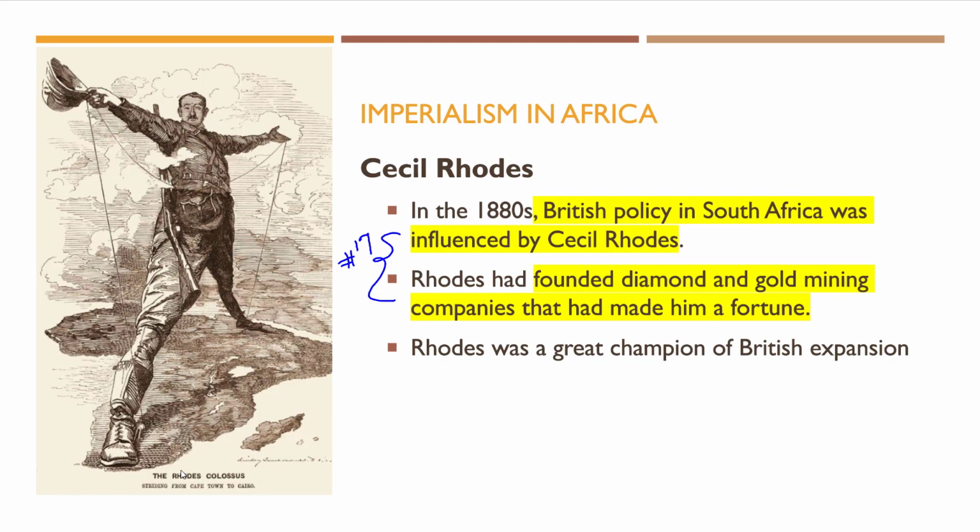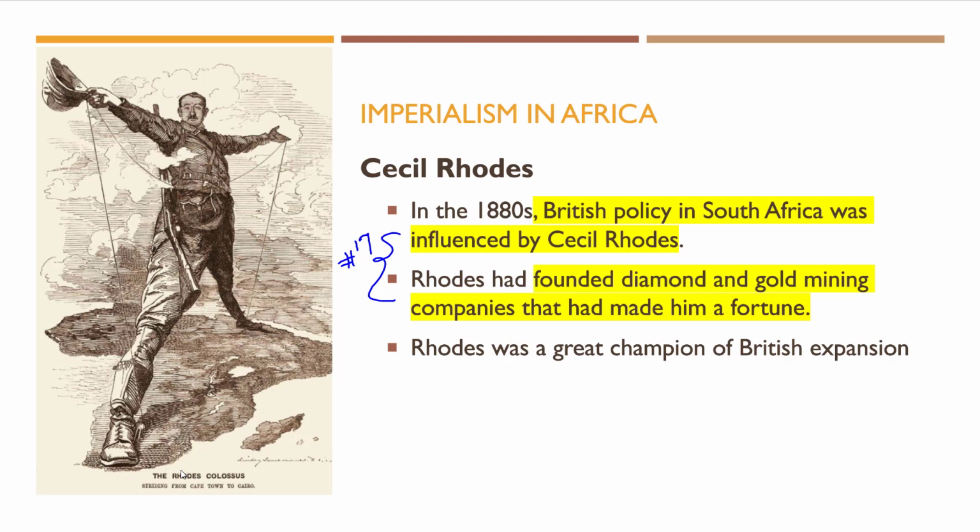All right, so this is 17. This is about Cecil Rhodes. Cecil Rhodes had a lot of policy that influenced South Africa. He created a lot of the British policies, and he also founded a diamond and gold mining company that made him rich beyond measure, right? Even up until this day, the De Beers Diamond Company was founded by him, and celebrities and jewelry companies still buy diamonds and gold from the De Beers company to this day.